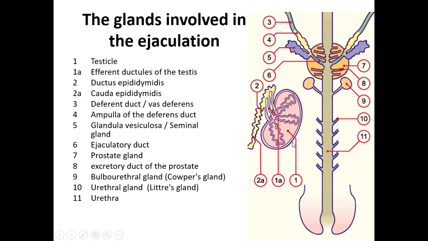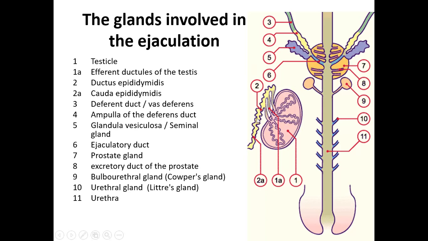Let's see it. Okay, let's talk about the ejaculation process. In the testis, remember the seminiferous tubules, where primary maturation of sperm cells takes place. They enter into the ducts known as rete testis or efferent ductules of the testis. Sometimes it's named vas efferens. It drains the mature sperm cells into the epididymis, where they are stored for some time.